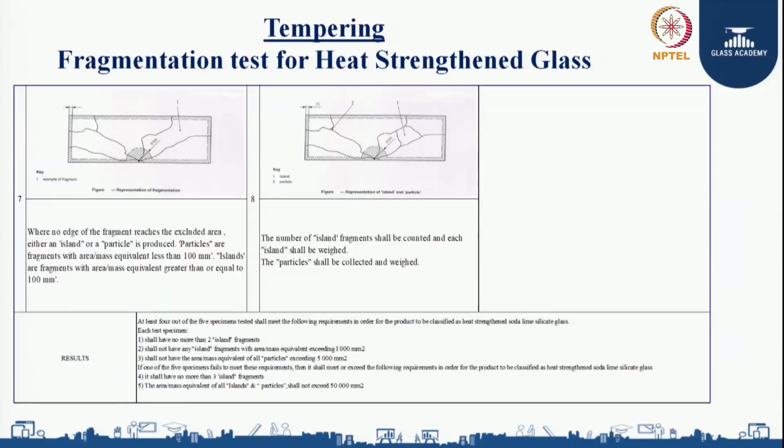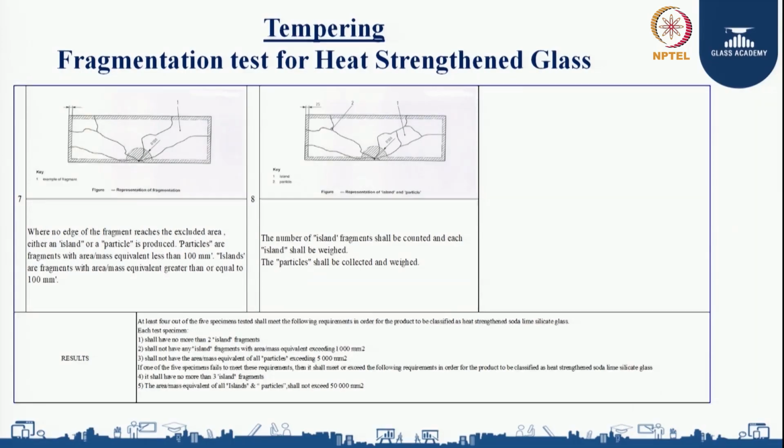If one of the 5 specimens fails to meet these requirements, then it shall meet or exceed the following requirement in order for the product to be classified as heat strengthened soda lime silicate glass: it shall not have more than 3 island fragments, and the area by mass equivalent of islands and particles shall not exceed 50,000 square millimeter.